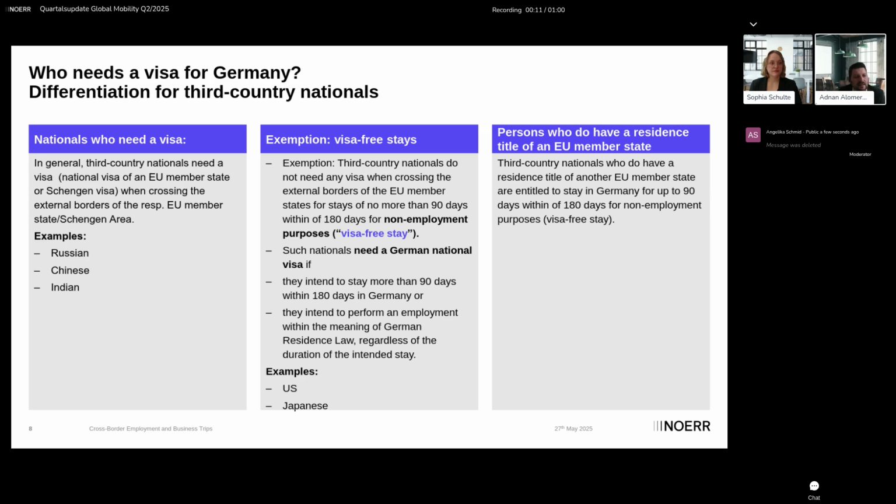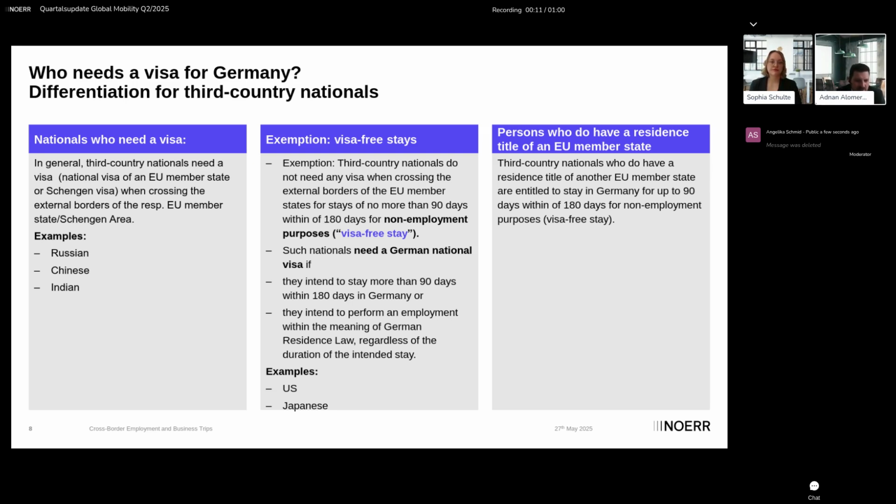Let's go to the next slide. Who needs a visa for Germany? So we know the types, and now we go into detail about who really needs one. There is a general rule: third country nationals need a visa when crossing the border of an EU member state, respectively the Schengen area. Examples are Russian, Chinese, or Indian nationals. But here's an exemption as well. Third country nationals could be entitled to visa-free stays.